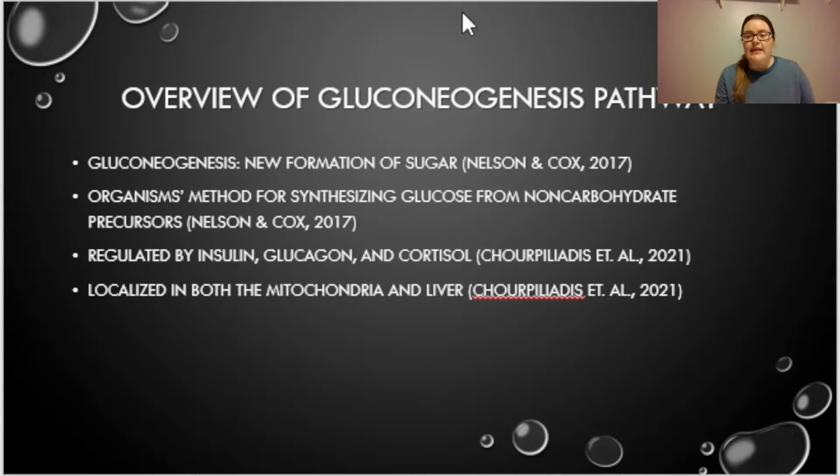And we need this because our supply of glucose is not always exactly sufficient. In case we're athletes, or going about strenuous activities, we're going to need glucose and sugar for energy. That is why we need a way to form new sugar. This is regulated by insulin, glucagon, and cortisol, and it is localized in both the mitochondria and the liver. We want to maintain blood glucose levels throughout a fasting state.